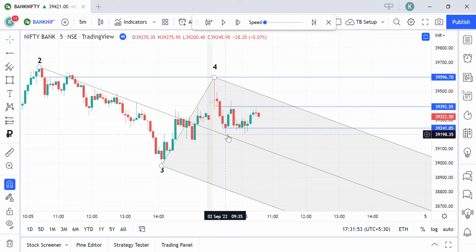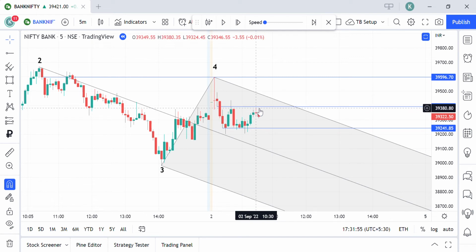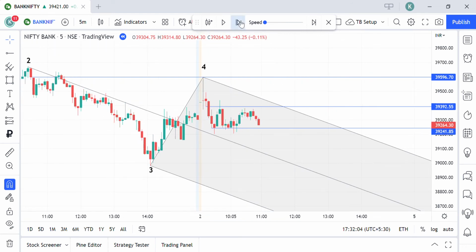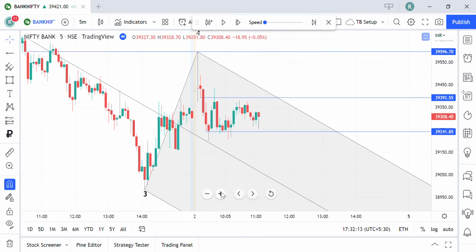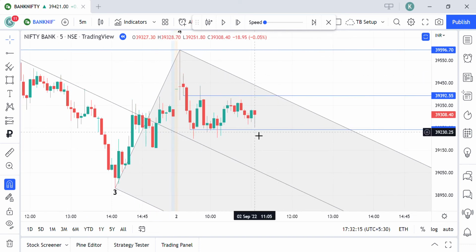Now the sellers again here are trying to make a comeback and try to create lower lows. Let us see how the price displays. They're certainly able to come down, but as they come down, you can see the strong buying pressure available at the lower wicks of these candles. So those buyers are still present there, and they are making it difficult for sellers to come down.